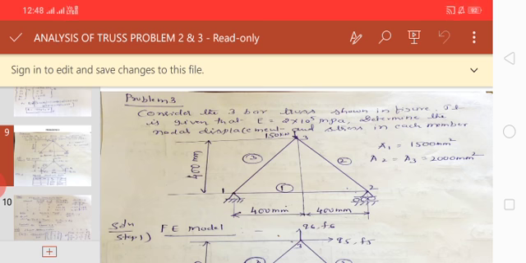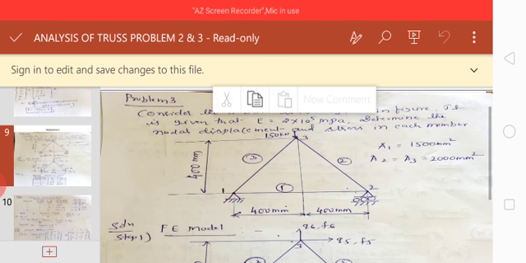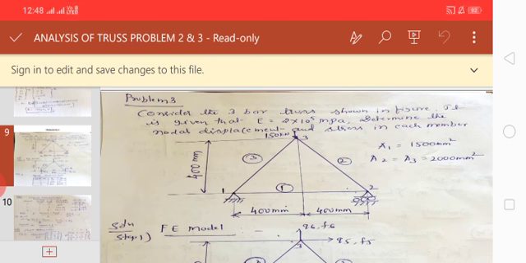It's my problem number 3. I'm going to read out the problem statement first. Consider the 3-bar truss shown in the figure. It is given that Young's modulus is 2 into 10 to the power of 5 megapascal. Determine the nodal displacement and stress in each member. Along with this, they have given a figure.